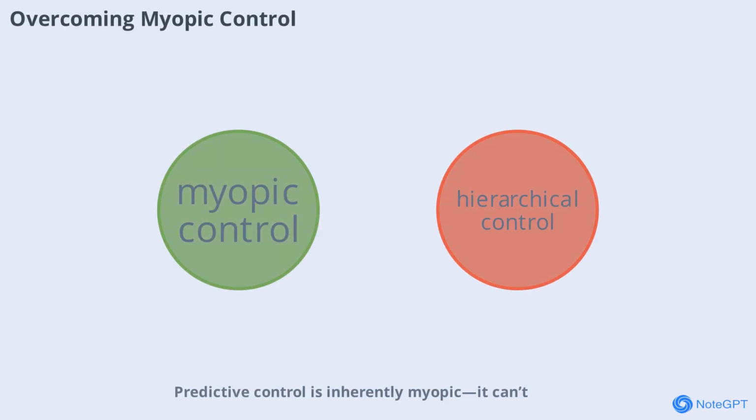Predictive control is inherently myopic. It can't see past its fixed planning horizon. This limitation can be addressed by integrating learned policies, value functions, or hierarchical control structures. For example, terminating rollouts with a learned value function can extend the effective planning horizon, while a high-level agent can guide the predictive controller toward long-term goals.